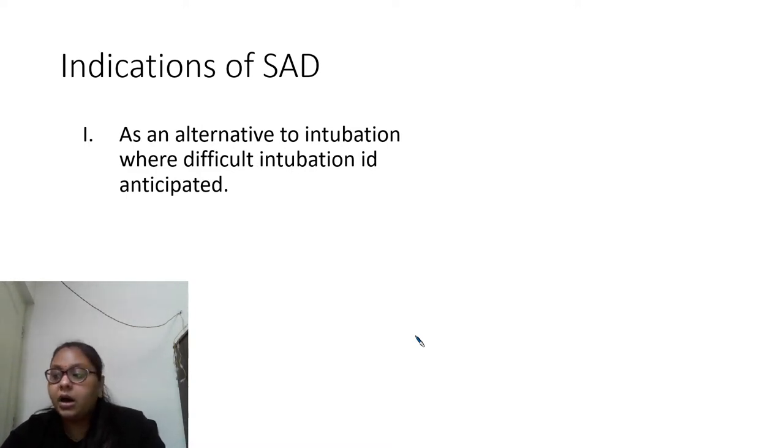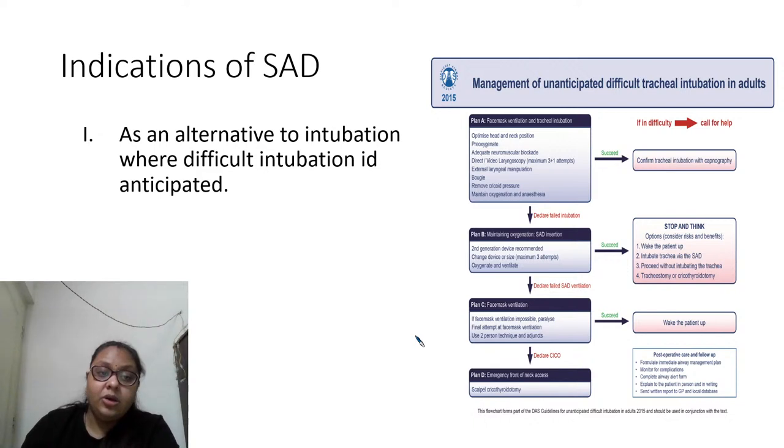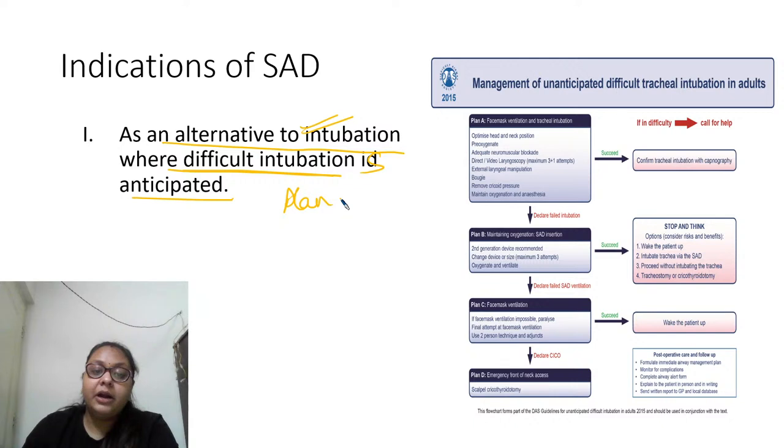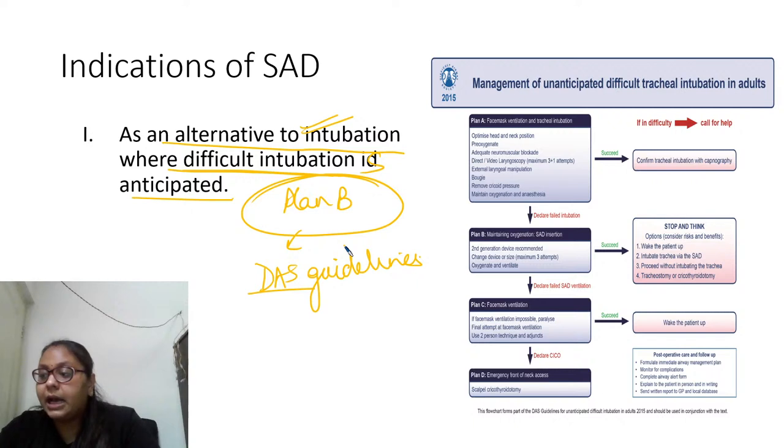Now coming to another important point, what are the indications? As I told you, it was a conduit between the face mask and endotracheal intubation, and it was introduced for emergencies or when difficult intubation was anticipated. So it is an alternative to intubation where difficult intubation is anticipated, and it forms a part of plan B according to the DAS guidelines, the Difficult Airway Society guidelines. Please remember this.